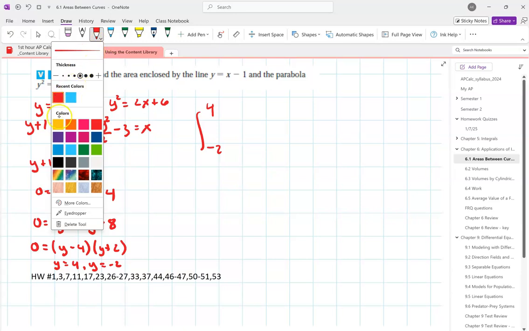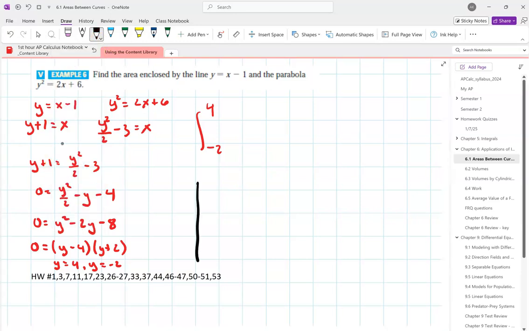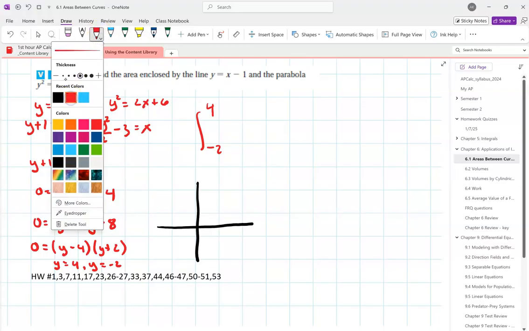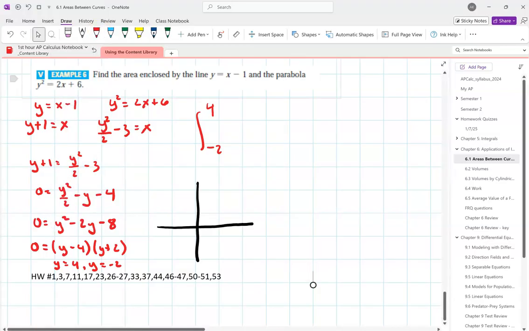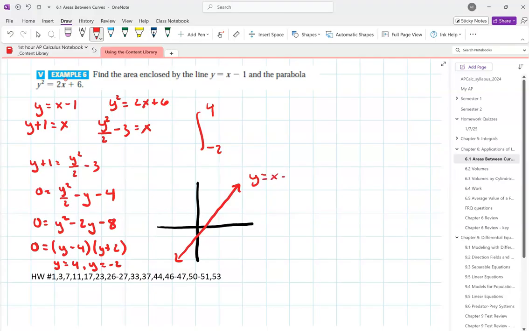Well, let's sketch a little bit of a picture about what this is going to look like. So the line y equals x minus 1 is just going to look like that, right? Everybody agree? The parabola x equals y squared over 2 minus 3.